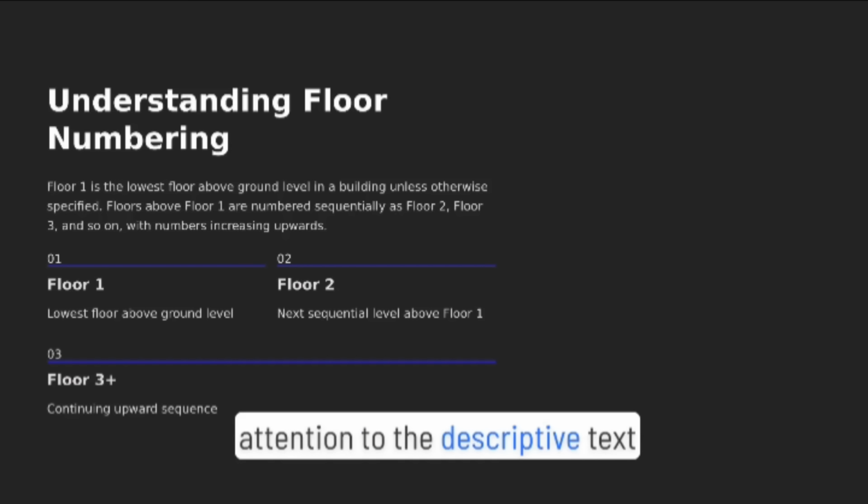Pay attention to the descriptive text that explains how each floor level element is defined for accurate construction planning and compliance with CPWD standards. Observe the clarity in every detail.